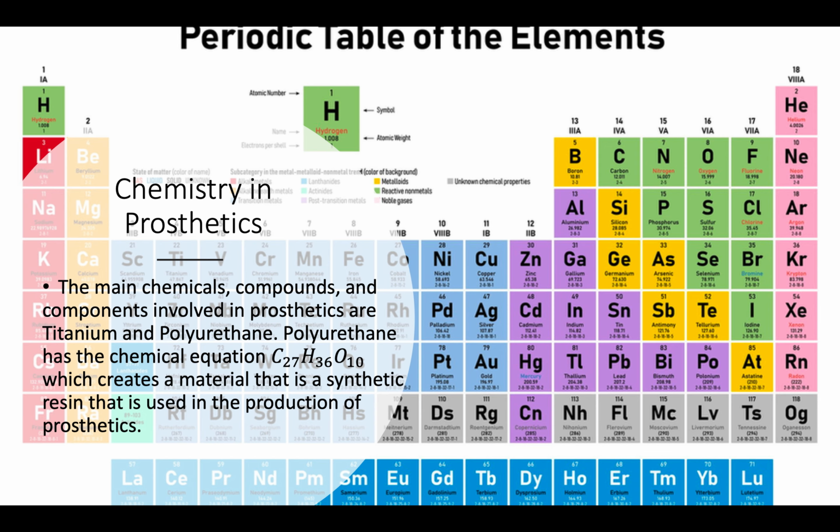The main chemicals, compounds, and components involved in prosthetics are titanium and polyurethane. Polyurethane has the chemical formula C27H36O10, which creates a material that has a synthetic resin that is used in the production of prosthetics. Chemistry plays a critical role in the designing and manufacturing of prosthetics, providing knowledge about the structure and composition of the materials. Materials used in prosthetics need to be carefully selected with specific physical and chemical properties, such as resistance to corrosion, being lightweight and durable.